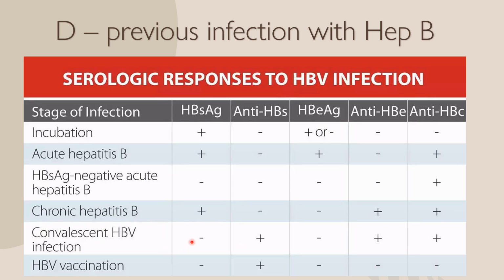Convalescent hepatitis B infection. So the patient has been infected, and now they are in a convalescent stage. There you do not have hepatitis B surface antigen because that indicates active infection. They have antibody instead. They can have anti-hepatitis B E antigen and anti-hepatitis B core. Now with vaccine, you don't have the core, you only have the surface antigen. So the body produces antibody against surface. I hope this is clear.